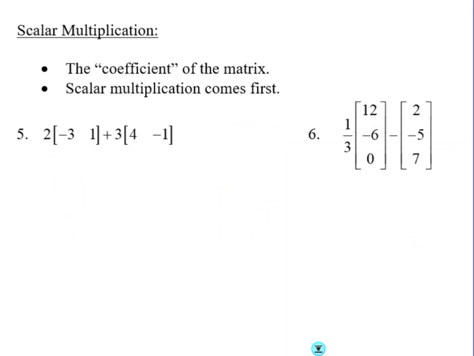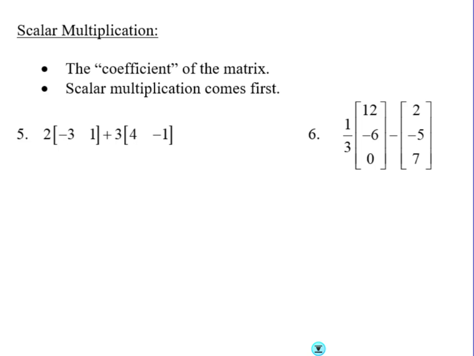Next, we're going to take a look at scalar multiplication. This is when you have a number that is kind of like the coefficient of the matrix. If we're looking at order of operations, scalar multiplication is going to come before matrix addition or subtraction.